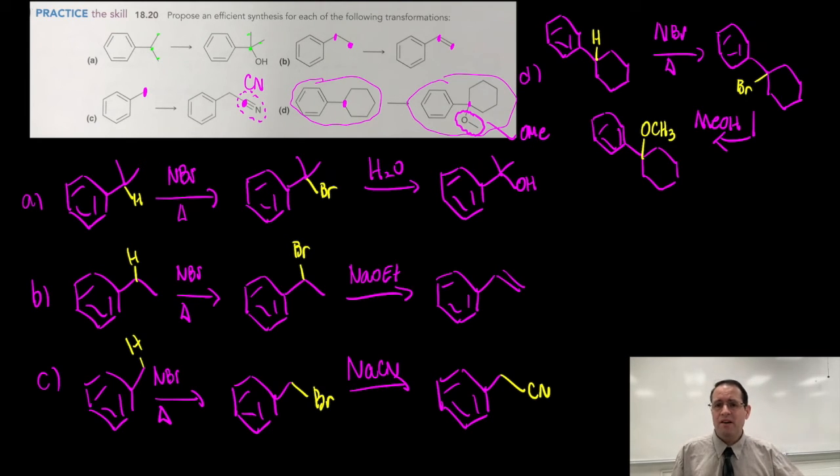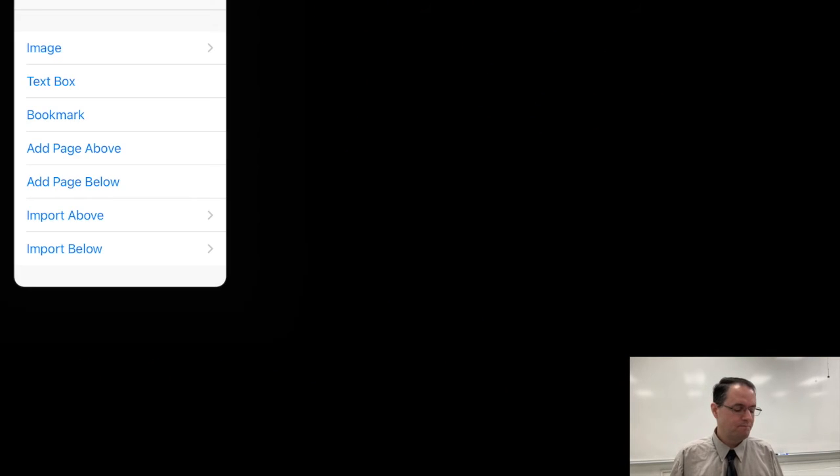So you can see the pattern there. We have a benzylic hydrogen. We treat it with NBS in light or heat, and that changes it to a benzylic halide. And then we treat it with some other nucleophile. It could be a strong nucleophile or a weak nucleophile, and then that does substitution to give us the substituted products. Okay. In part B, we treat it with a base, and that eliminates HBr to give us an alkene. Okay. Let's continue working on some more problems.